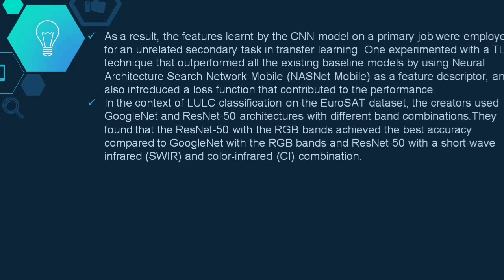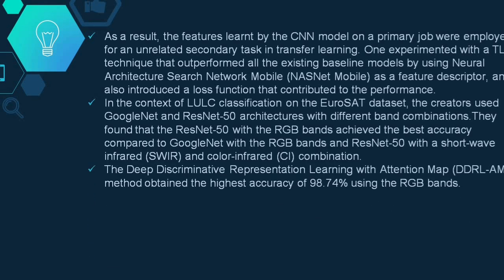In the context of LULC classification of the EuroSAT dataset, creators used GoogleNet and ResNet-50 architectures with different band combinations. They found that ResNet-50 with the RGB bands achieved the best accuracy compared to GoogleNet with the RGB bands and ResNet-50 with a short-wave infrared and color infrared combination. The deep discriminative representation learning with attention map method obtained the highest accuracy of 98.74% using RGB bands.